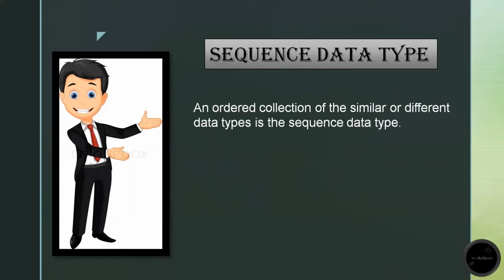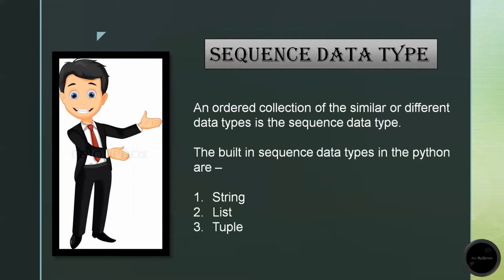So what is the sequence data types? An ordered collection of the similar or different data types is the sequence data types. There are various built-in sequence data types, which are the string, list, and tuple. So string is a collection of one or more characters which is put in the single quote or double quote or triple quotes. List is an ordered collection of the one or more data items, not necessarily of the same type, but in the square brackets. The tuple is just similar to list, but we store it in the round brackets.